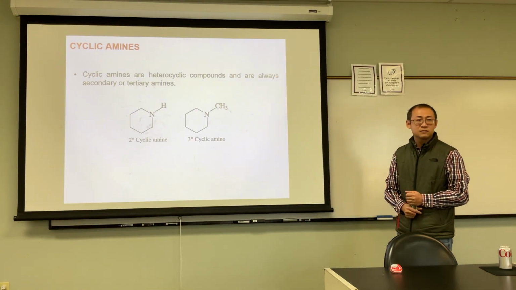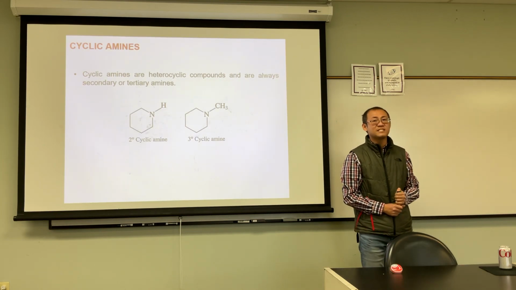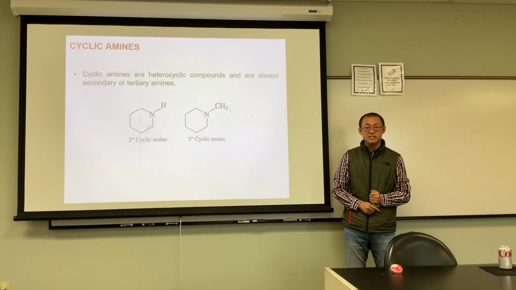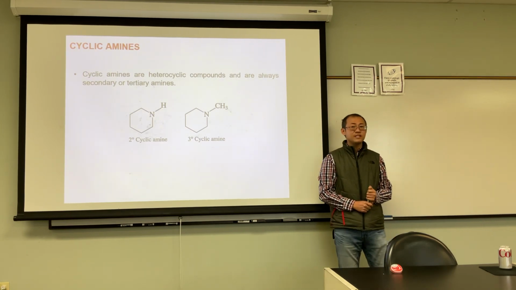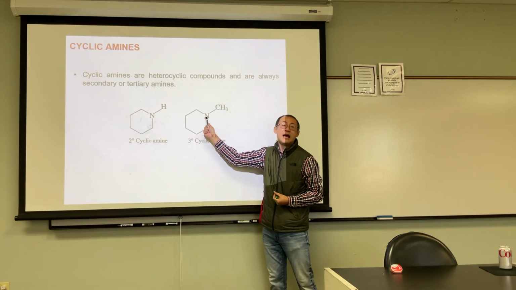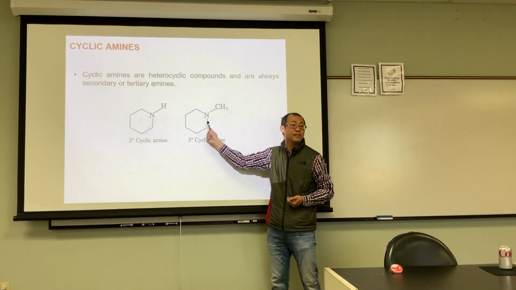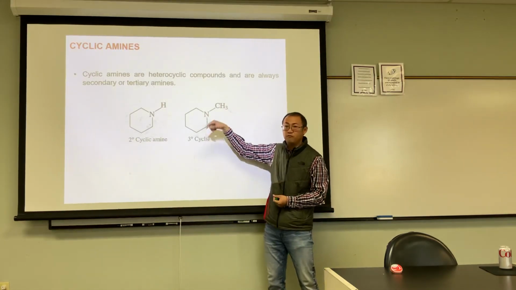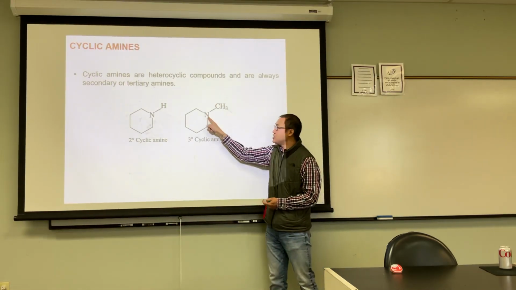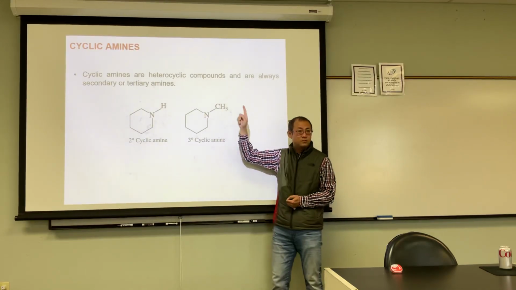The amines can also be cyclic. In this case, the nitrogen will be part of the ring. If nitrogen is a part of the ring, that means what? At least there are 2 carbons on it. Otherwise, you cannot get a ring, right? If nitrogen is a part of the ring, at least 2 groups are on the nitrogen.